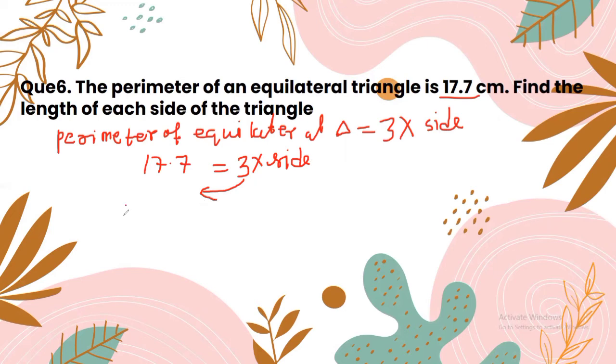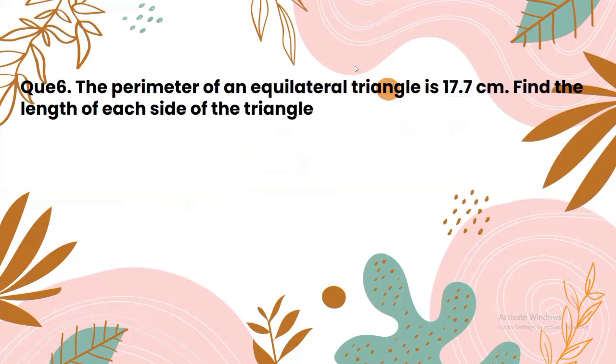So this will be 17.7 upon 3 is equal to the side of an equilateral triangle. Now 3 divides 17.7: 3 5s are 15, 2 and 3 9s are 27. This will be 5.9 centimeter. This is the side of an equilateral triangle. Now this was question number 6. Got it? Now I'm going to tell you about question number 7.